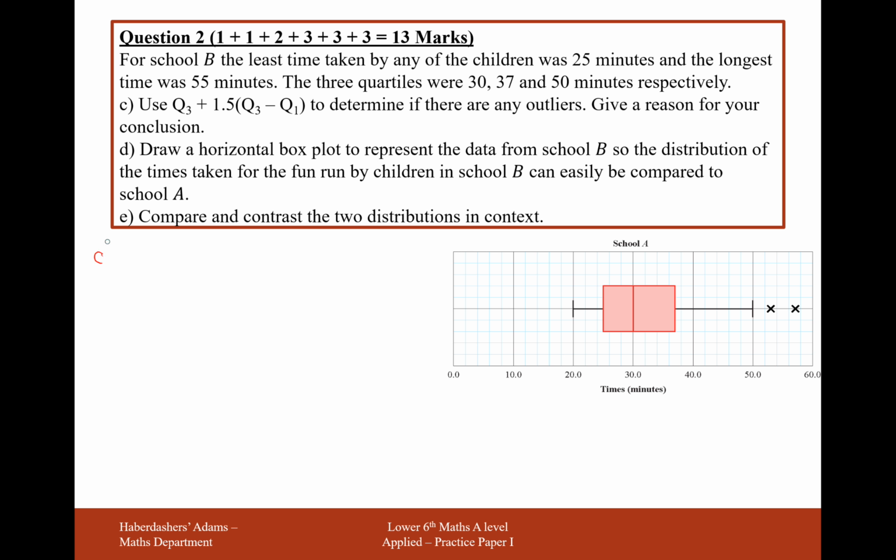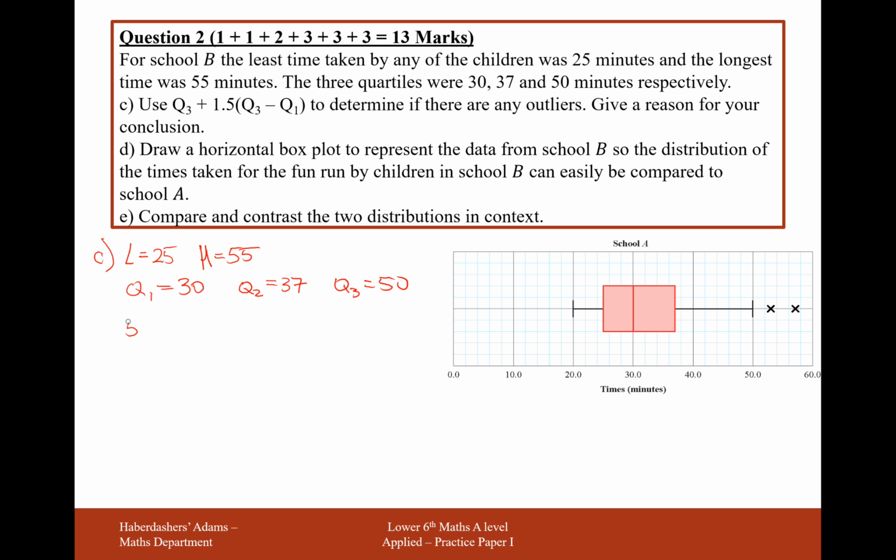So in this part here, the lowest value was 25, the quickest time. The highest value was 55. Q1 was 30. Q2, or the median, was 37. And Q3 was 50. So let's apply this formula here to the values that we've been given.